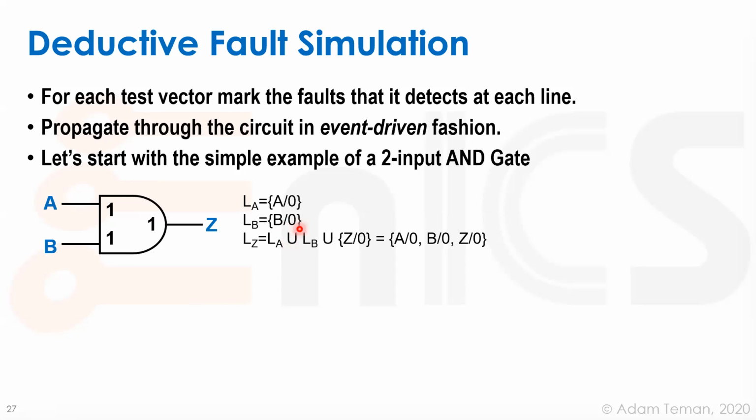concatenated, or with the list of faults at B, and concatenated with the fact that Z might be stuck at 0. So if we look at Z and we see it's stuck at 0, fine, but it's also a combination of these two. So that means that the fault list here for Z that it can detect with this vector is A0, B0, and Z0. So we know that the fault list, we look at the output after we did this type of easy math, and we see that for the vector 1, 1, the fault list that it can detect is A stuck at 0, B stuck at 0, and Z stuck at 0.